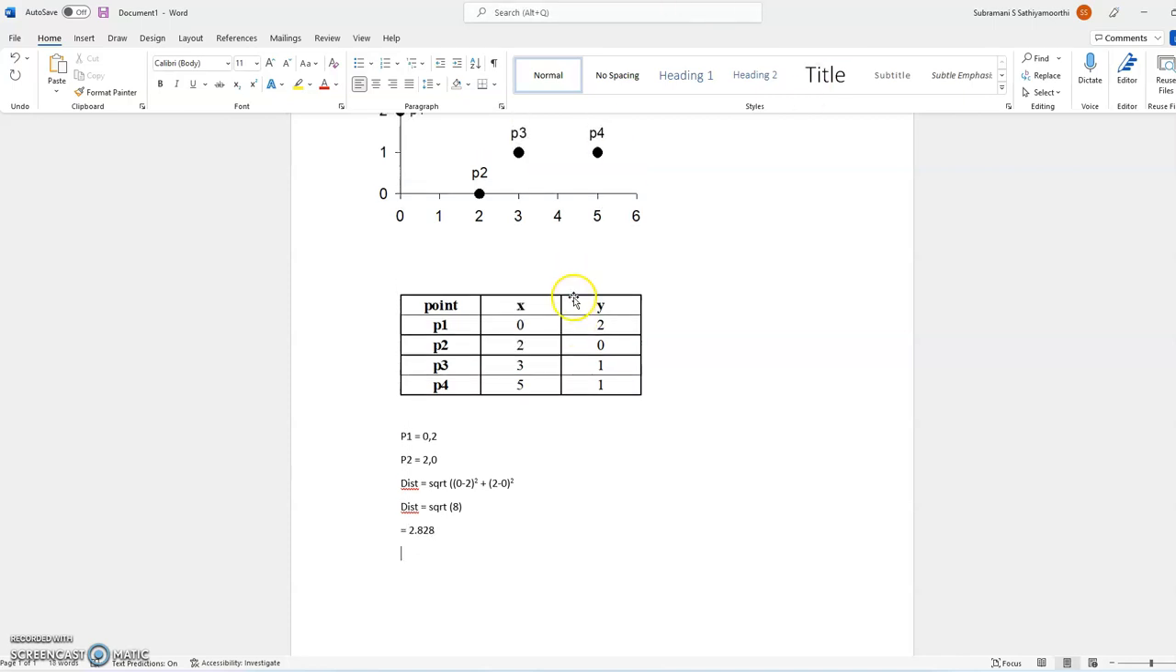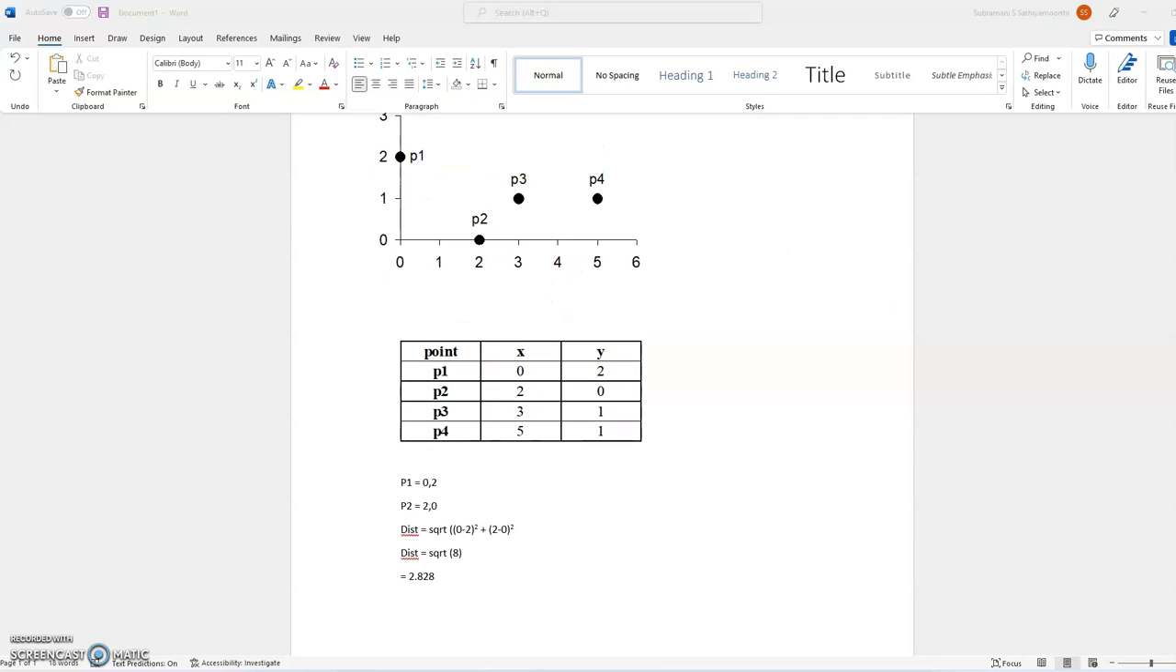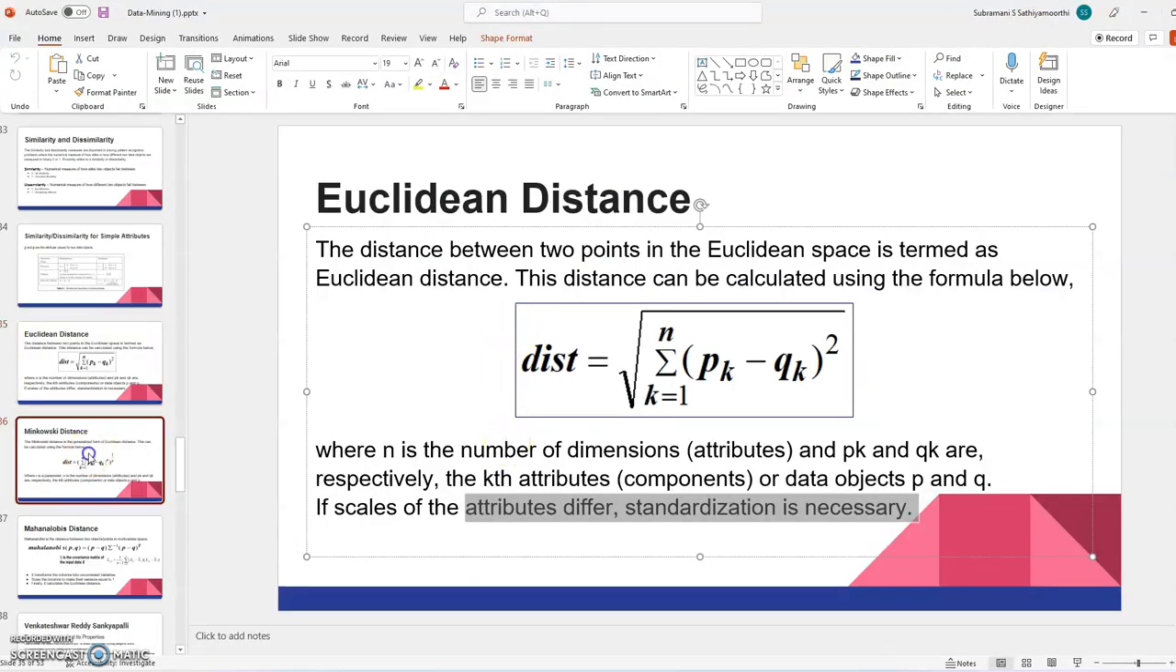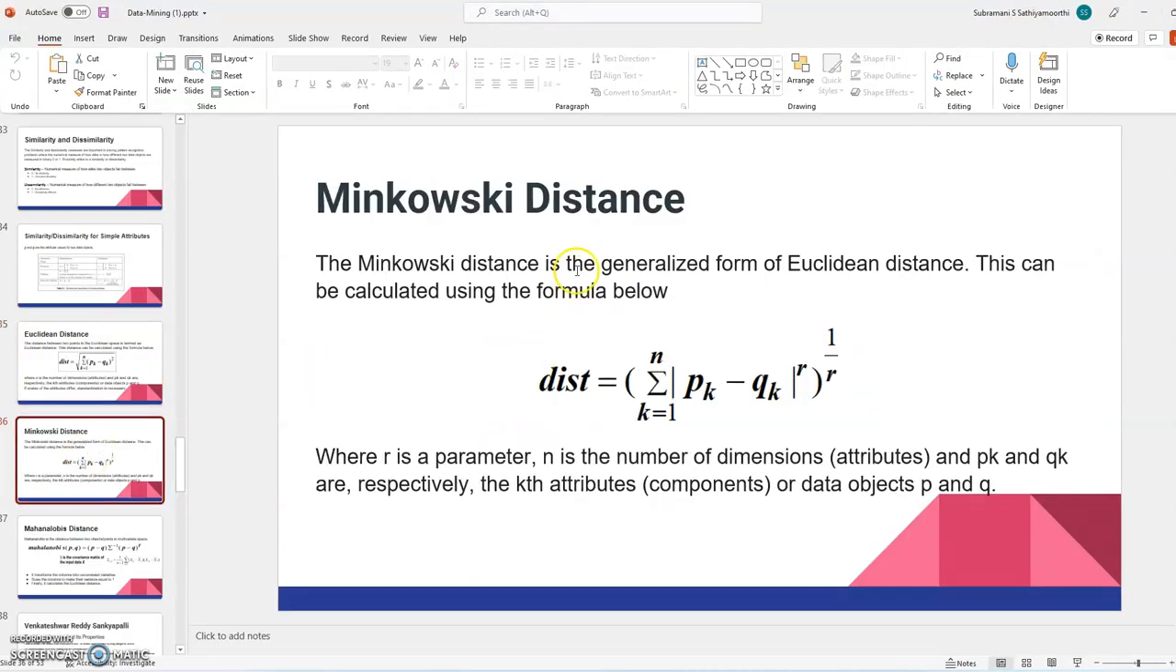Similarly, you can calculate the distance between p2 and p3, p3 and p4, or p1 to p3, or p1 to p4. So it's up to us from which point to which point you want to calculate. That is how the Euclidean distance is calculated. And the next one is the Minkowski distance.